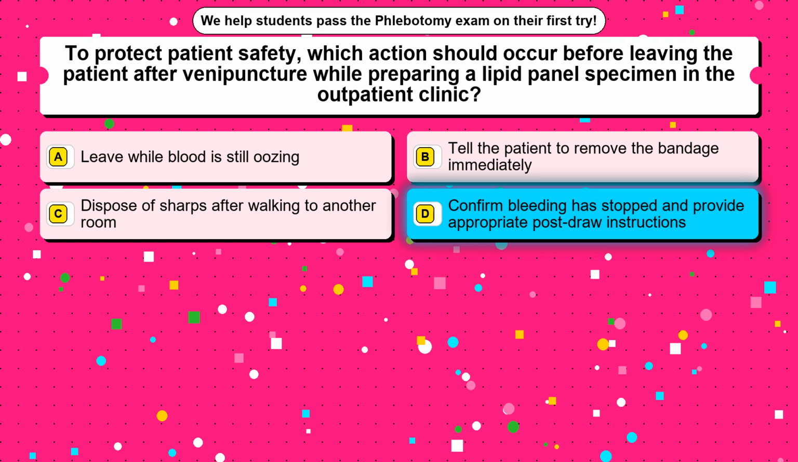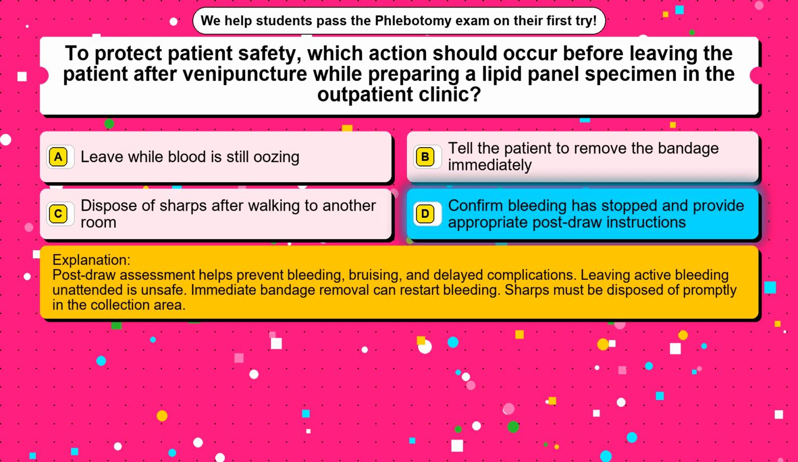The correct answer is option D. Confirm bleeding has stopped and provide appropriate post-draw instructions. Post-draw assessment helps prevent bleeding, bruising, and delayed complications. Leaving active bleeding unattended is unsafe. Immediate bandage removal can restart bleeding. Sharps must be disposed of promptly in the collection area.